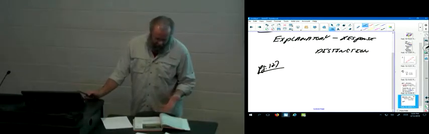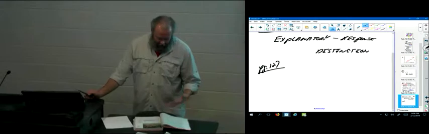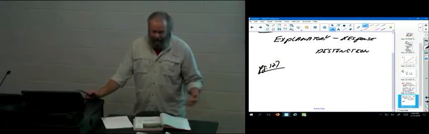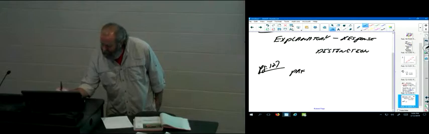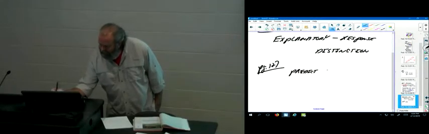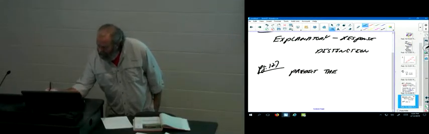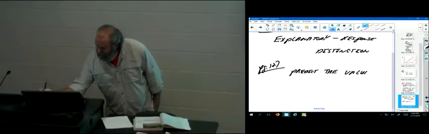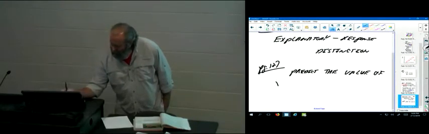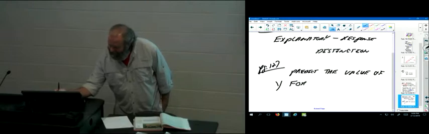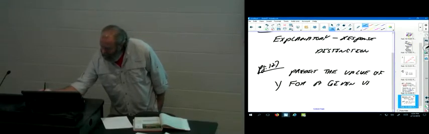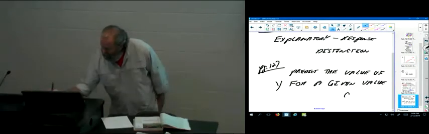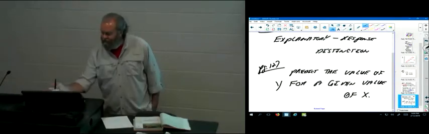A regression line helps explain how the response variable changes as you start changing the explanatory variable. It says we often use a line to predict the value of Y for a given value of X. Folks, that's the part I'm going to write down. Predict the value of Y for a given value of X.